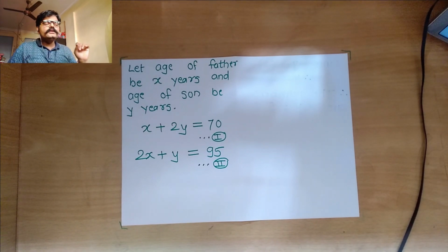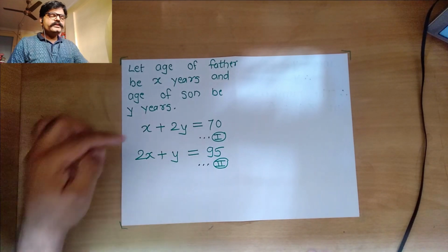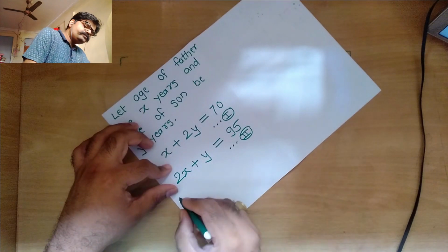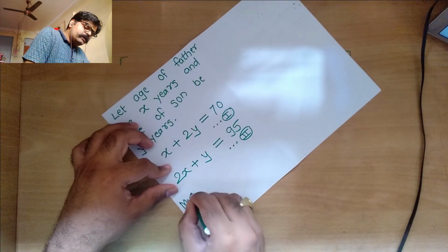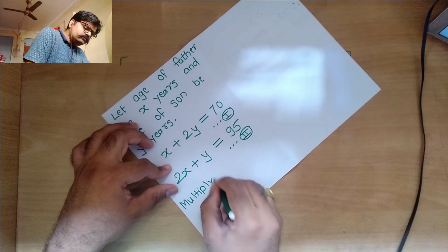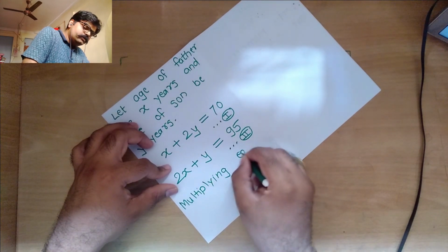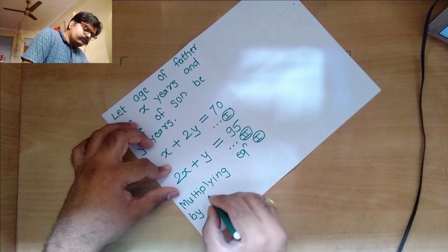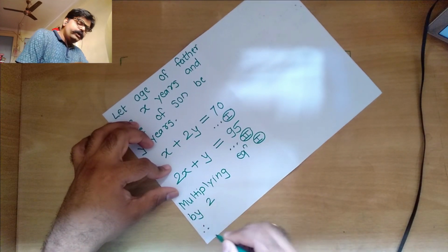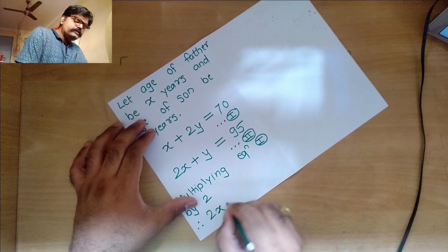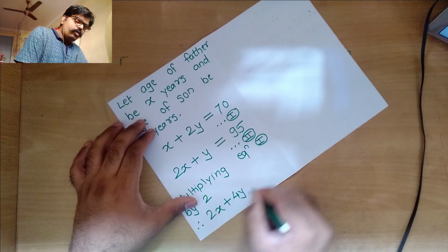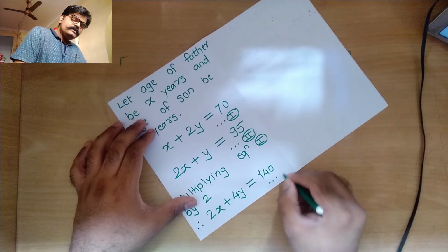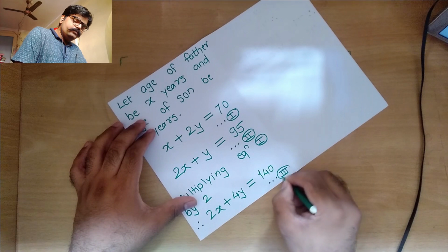For solving purpose, what I suggest is that let us multiply equation number 1 by 2. Therefore, multiplying equation 1 by 2, what we are going to have is 2x plus 4y is equal to 140. Let us call this equation number 3.